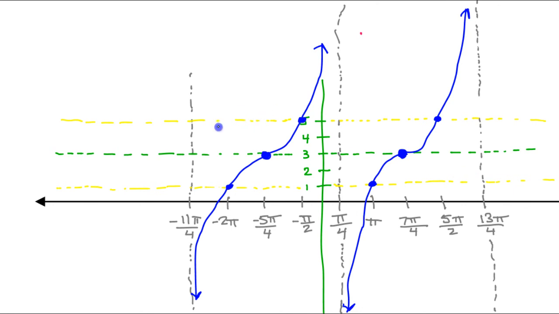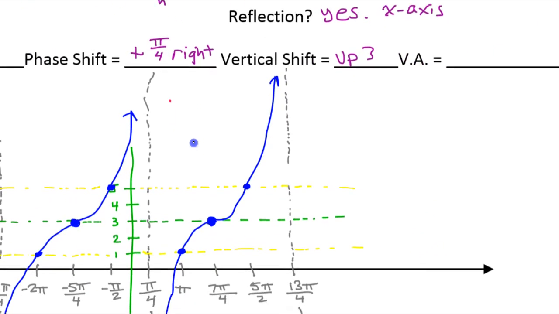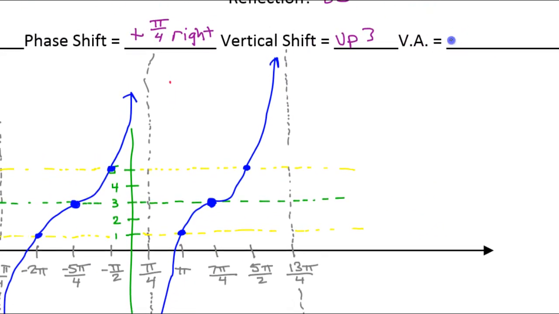Alright, now we have to answer one additional question about the vertical asymptotes. Vertical asymptotes are always x equals whatever it is. I like to pick my first positive vertical asymptote, so I see that I have one here at pi over 4. So I'm going to put pi over 4, and then I'm going to add multiples of something. How far is it going to be until I get to the next vertical asymptote?